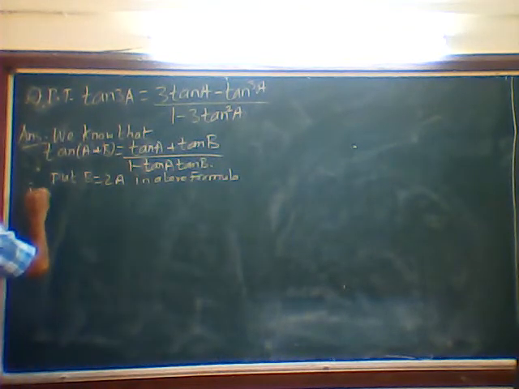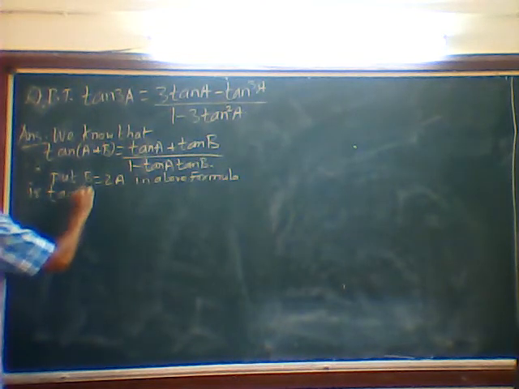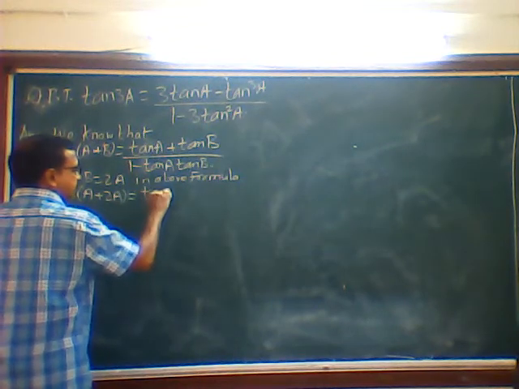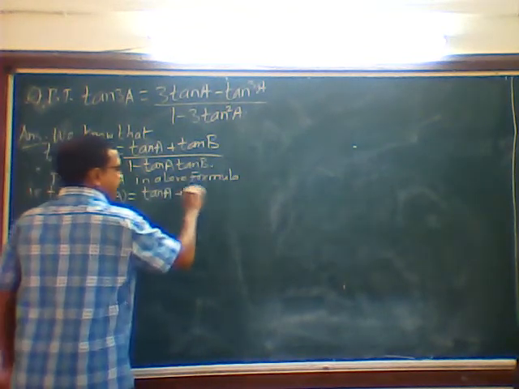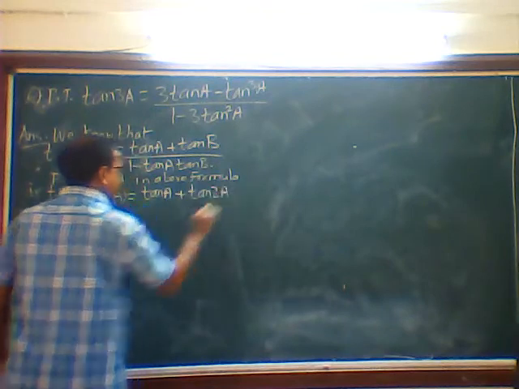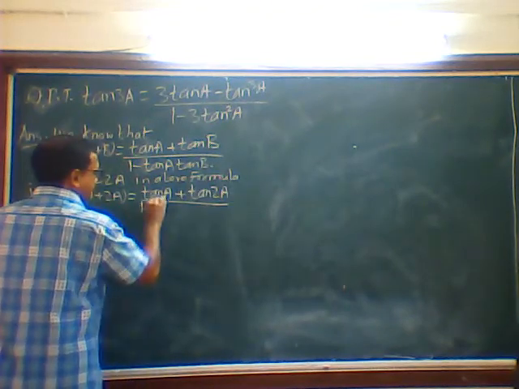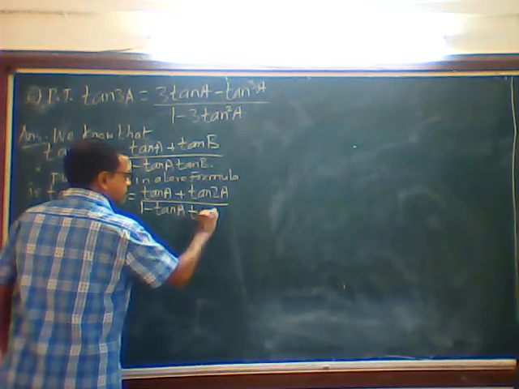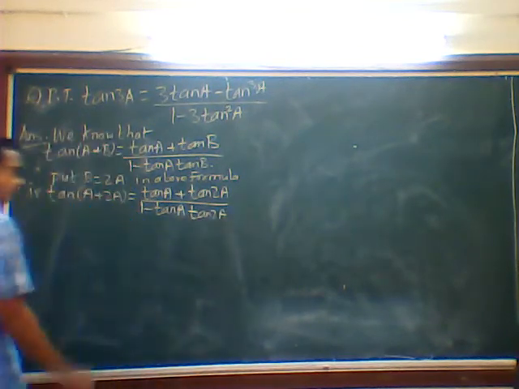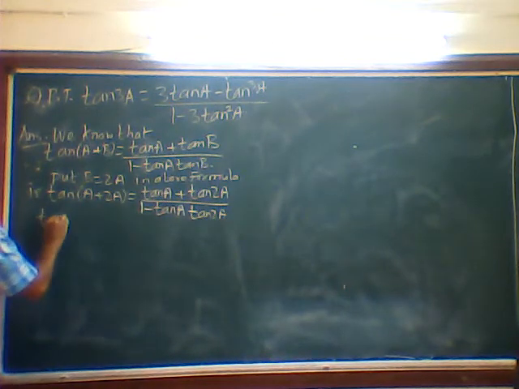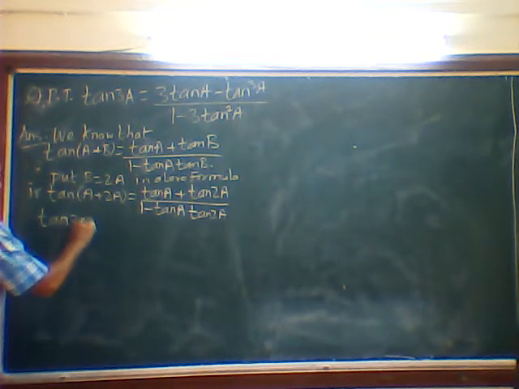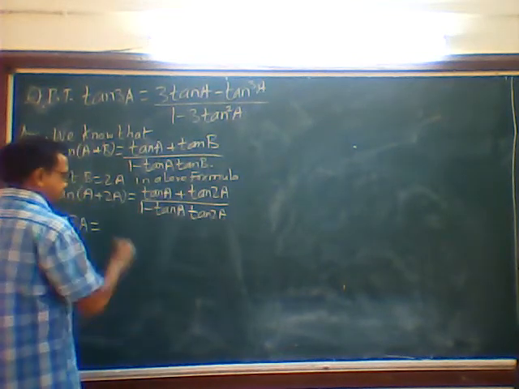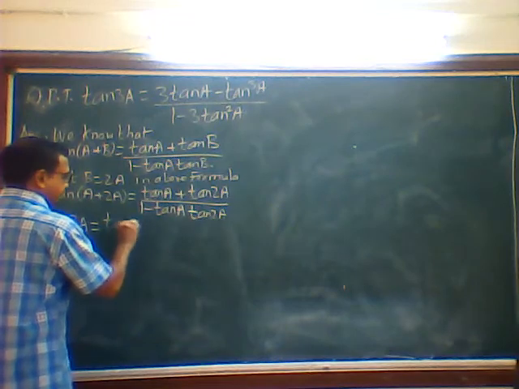Okay, that is tan of (a + 2a) is equal to (tan a + tan 2a) divided by (1 − tan a into tan 2a). So now this will become tan 3a. Tan a plus tan 2a we can't add it. Okay, I will write tan a on this side.